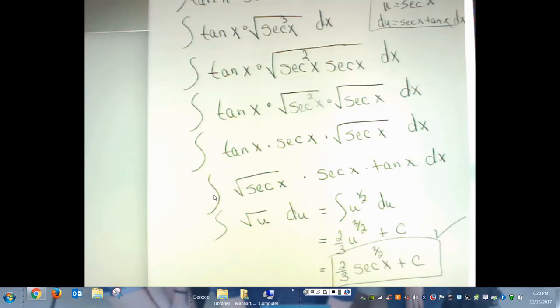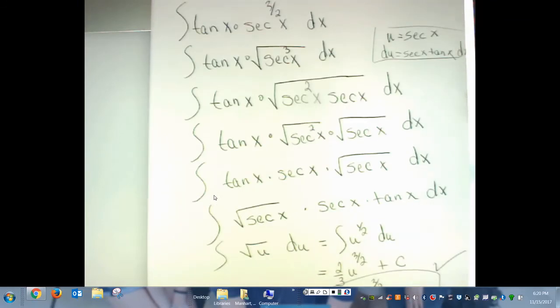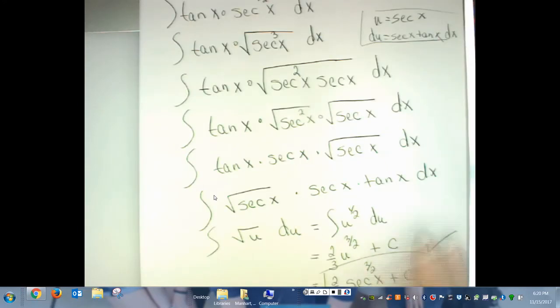Again, that was an alternative method. It was basically my knowledge that if I let u be secant x, its derivative is secant times tangent. And I used basically what they gave me as my integral. I just took a little bit of time to rewrite what they gave me. And then you can see how it quickly unfolds from there.